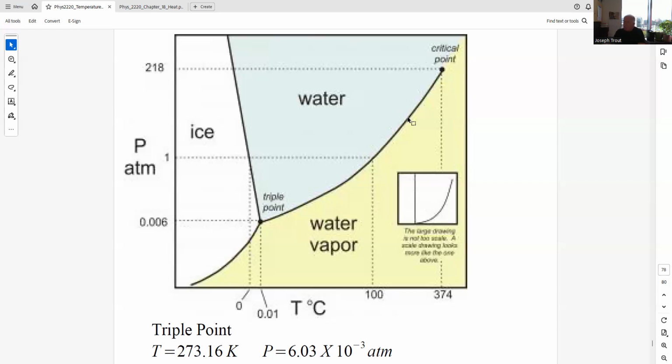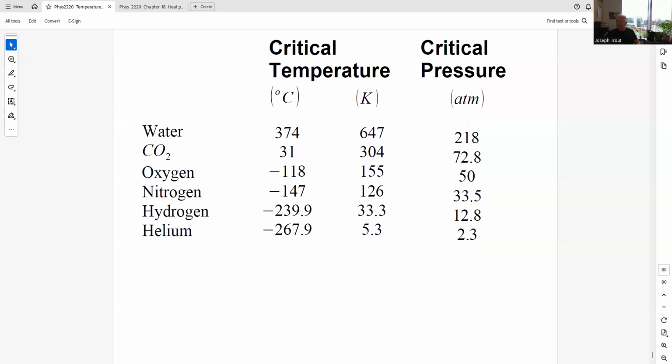There's also this triple point where water exists as water, ice, and steam all at the same temperature. This triple point is 273.16 K, and it happens at a pressure of about 6.03 times 10 to the minus 3 atmospheres. Here are some critical temperatures and pressures for water, CO2, oxygen, nitrogen, hydrogen, and helium.